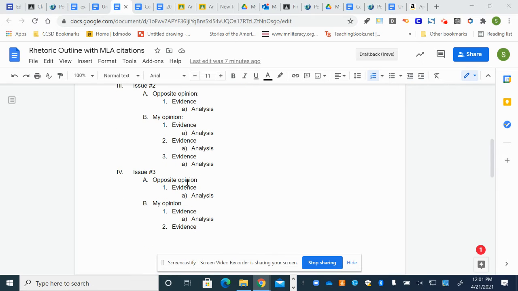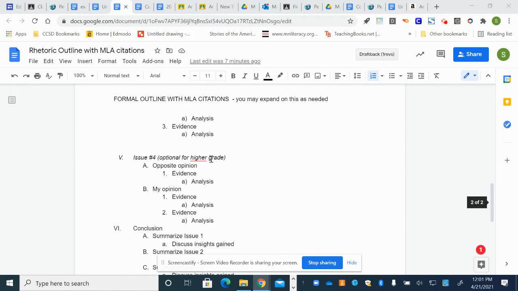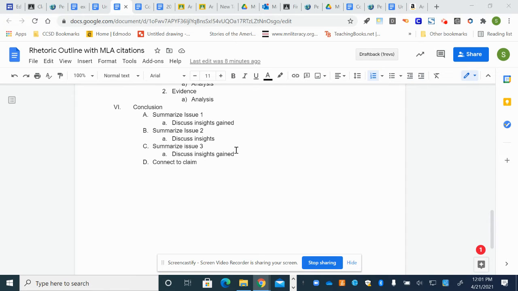And then issue number 3, same thing. So it's laid out the same way for each body paragraph. You can have an issue number 4 if you would like, if you're going for that higher grade, just to show that you've really considered all these different perspectives or problems about your particular topic. So that is optional. Then you get to the conclusion.